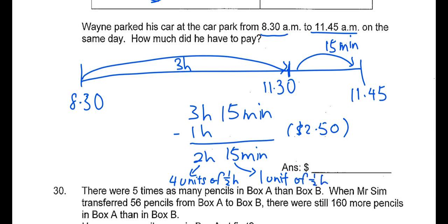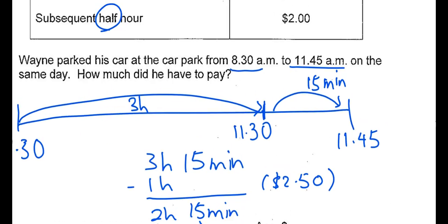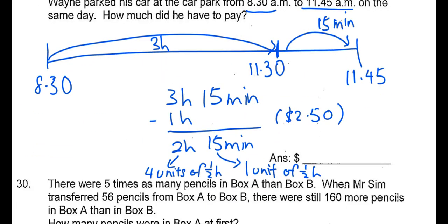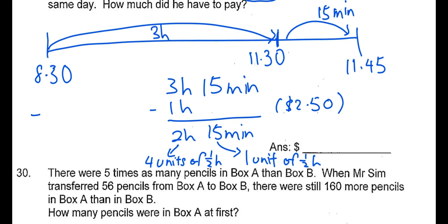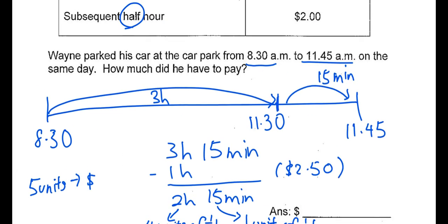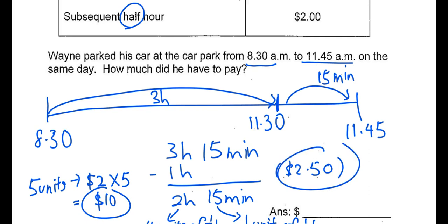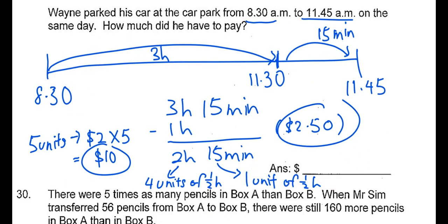Okay, so you notice that for the remaining, you have a total of 5 units to pay for. So if 1 unit here is $2, then you have a total of 5 units that you need to pay for. It will be $2 because every block of half an hour is $2. There are altogether 5 blocks that you have to pay for. You have to pay 10. Okay? So you have a 10 here. You have a 2.50 here. So in total, this person actually has to pay a total of $12.50.